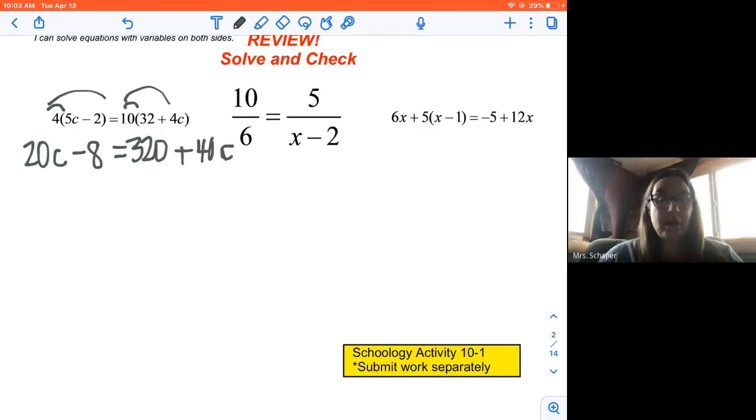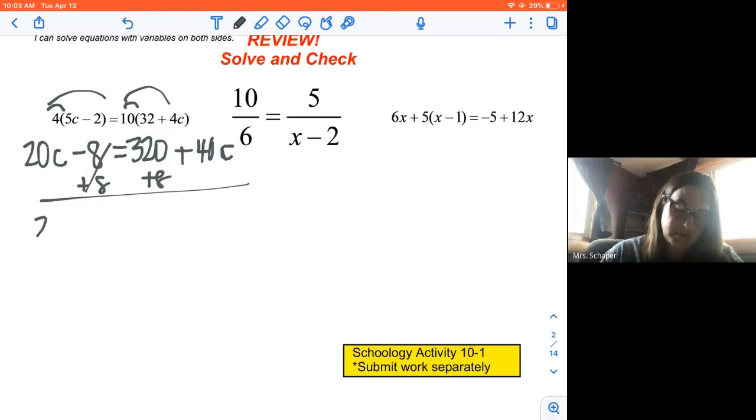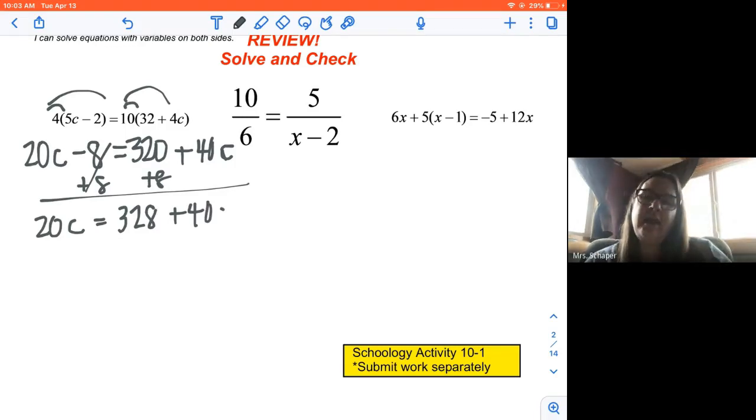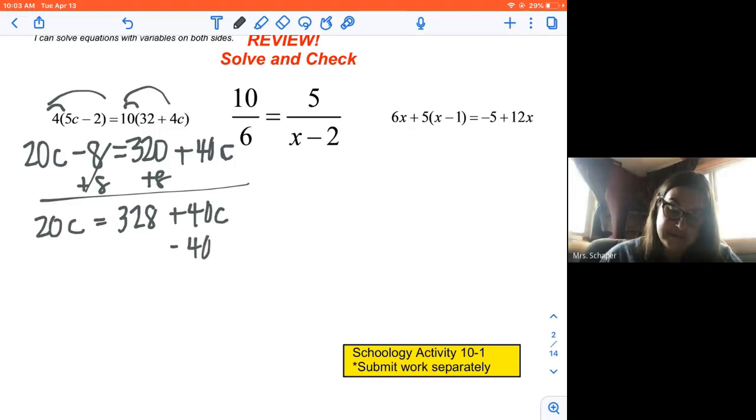Okay. So what I'm going to do is add 8 to both sides. And I have that 20c is equal to 328 plus 40c. And I could have subtracted 20c. I could have subtracted 40c. We had a lot of options that we could do at this point. So I'm going to subtract 40c at this time.